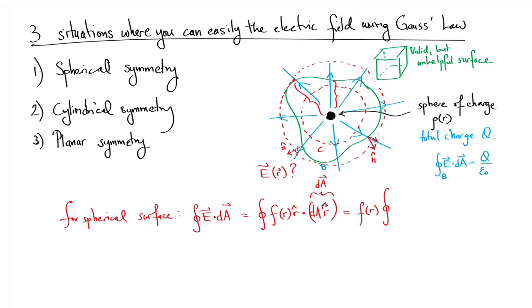We've got the R hat dot R hat, so that just goes away, it just turns into 1. And then we're left with the integral over the entire surface, dA, right? And that's going to give us the surface area of that sphere. So it'll be 4 pi R squared, right? And that gives us the Q enclosed, which might be a volume integral of this thing, over epsilon naught.